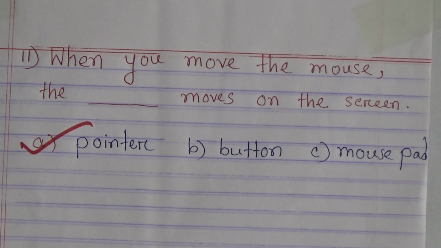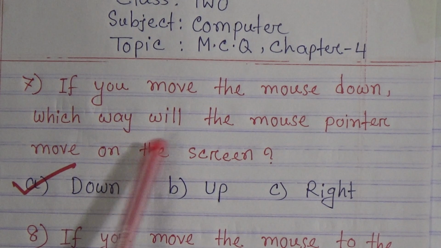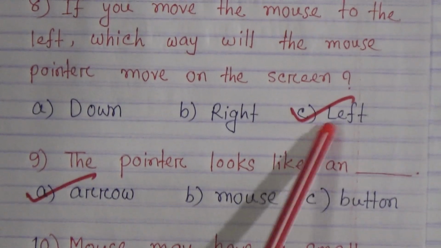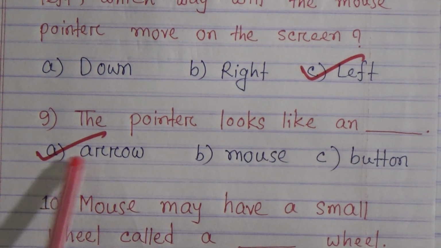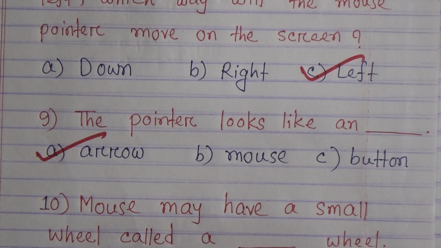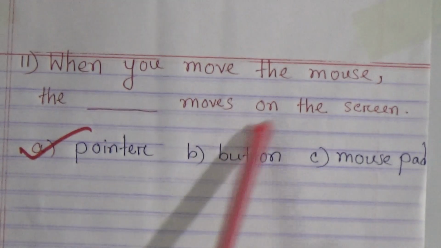Okay, now again I am repeating these questions. Number 7. If you move the mouse down, which way will the mouse pointer move on the screen? Correct answer A, down. Number 8. If you move the mouse to the left, which way will the mouse pointer move on the screen? Correct answer will be C, left. And 9. The pointer looks like an arrow. Number 10. Mouse may have a small wheel called a scroll wheel. And 11. When you move the mouse, the pointer moves on the screen.